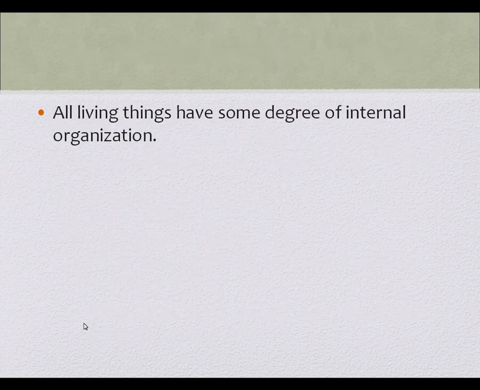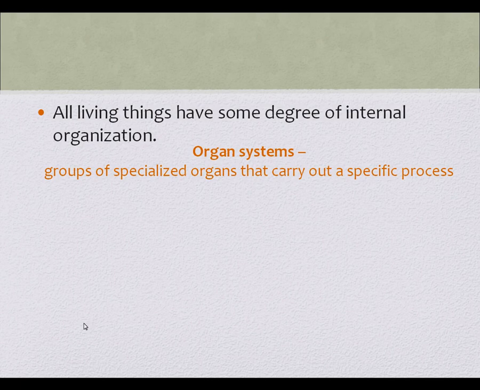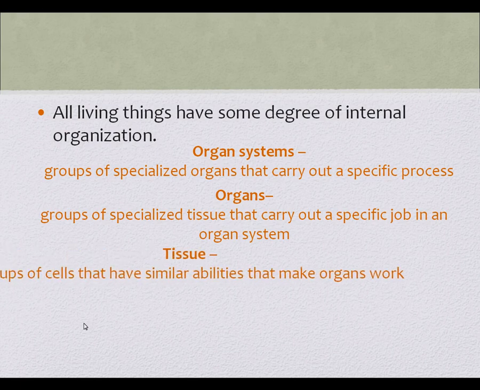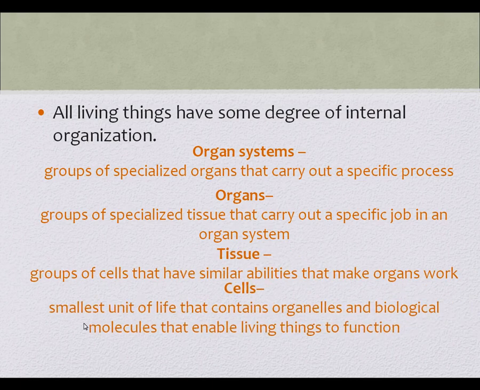So this idea that all living things have some degree of internal organization. And we're talking about more than just on a cellular level, especially in those multicellular organisms. So starting at the broadest level, we have organ systems, things like your heart and lungs, and circulatory system, digestive system. Making up those organ systems, you have the individual organs. Making up the individual organs, you have tissues. And making up the individual tissues, you have cells.